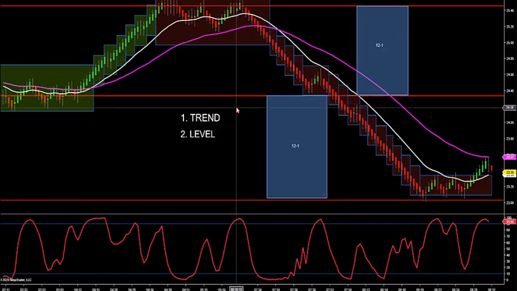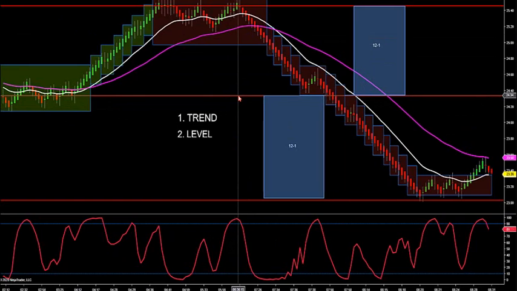Then I want to find the level. Where are my supply demand lines? Where was the accumulation the day before? I'm not talking about right now. I'm talking about where they were yesterday projecting into today. And these are the levels projected from yesterday.